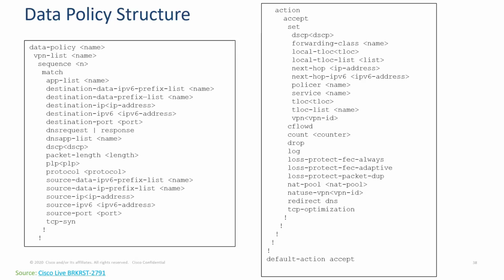And then you have a default action, so that's simply what's going to happen if it doesn't match any of the previous sequences.